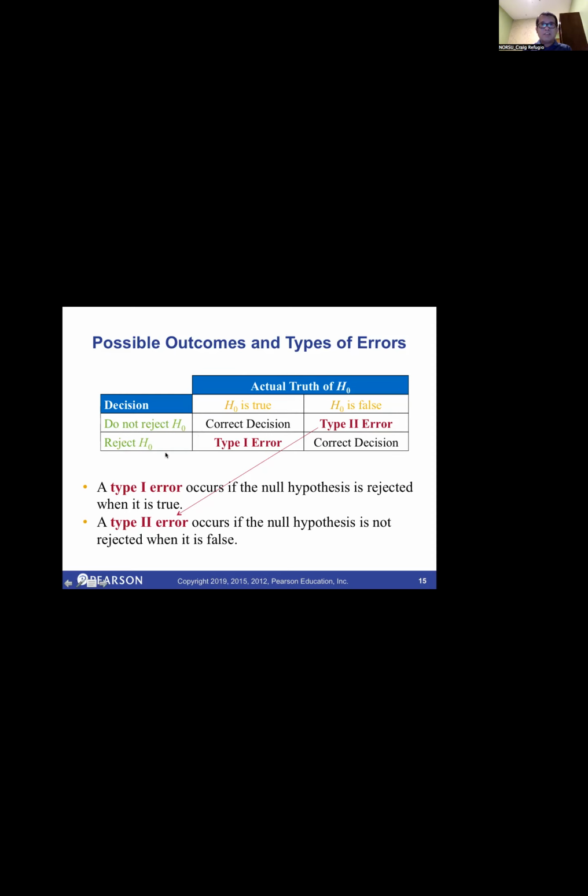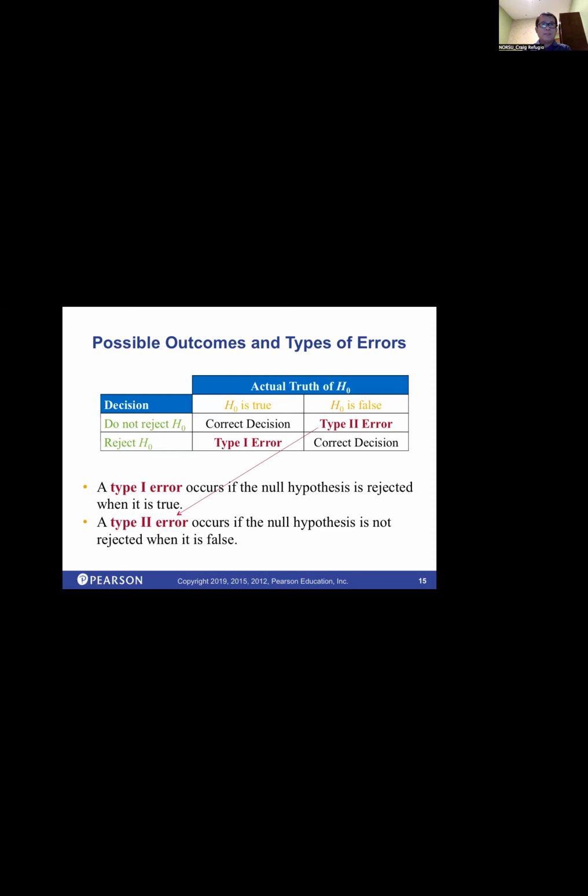If you reject H0, then H0 is actually false. So there are two types of correct decision. You do not reject H0 because H0 is true. That's a correct decision. You reject H0 because H0 is false. Then that's a correct decision.